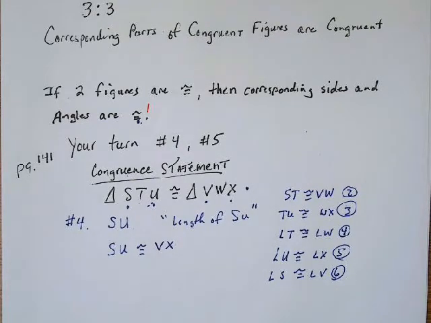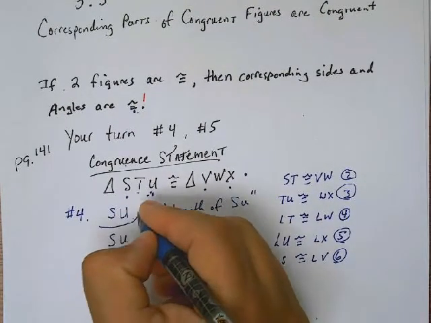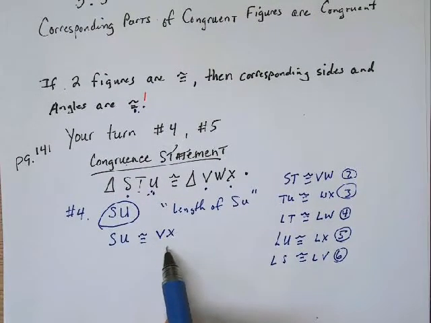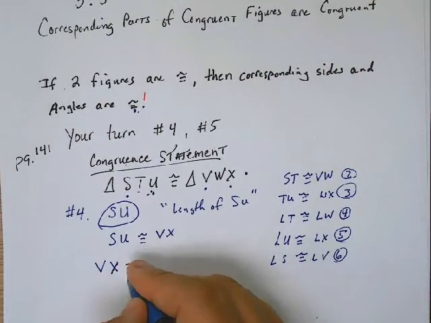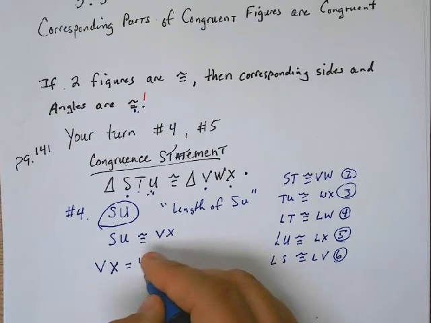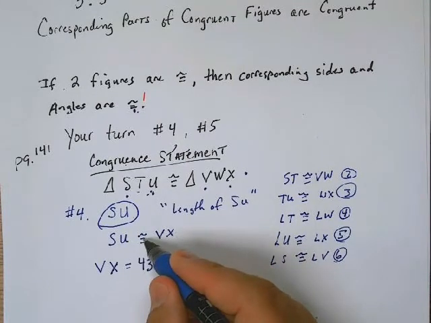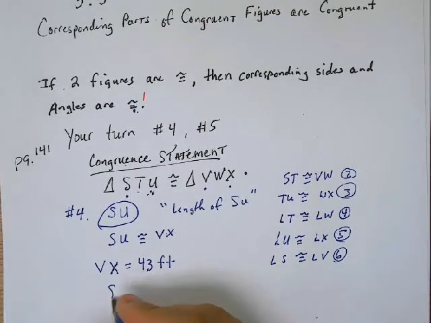Okay, so let's move along with that. We're trying to find in this problem what the length of SU is. We know that it's equal to the length of VX. All right, so look in the diagram. What's the length of VX? Does it tell us? 43 feet. Well, if SU is congruent to VX and VX is equal to 43, what can we conclude? What does SU equal? 43 feet. Yes, it is that easy.